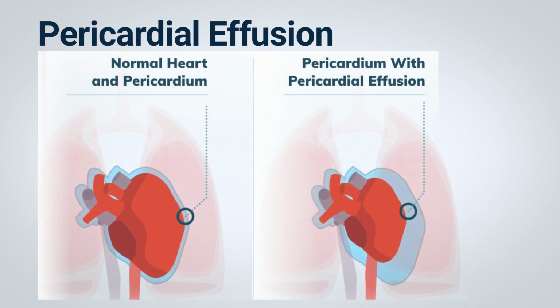Pericardial effusion pertains to the abnormal accumulation of fluid within the pericardial sac. More often than not, this fluid buildup is a result of pericarditis. However, in certain situations such as myxedema or heart rupture, pericardial effusion can occur without the presence of pericarditis.